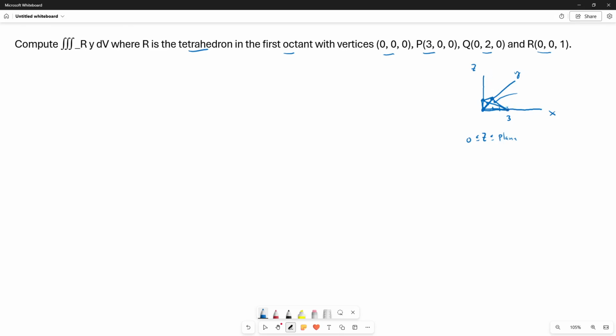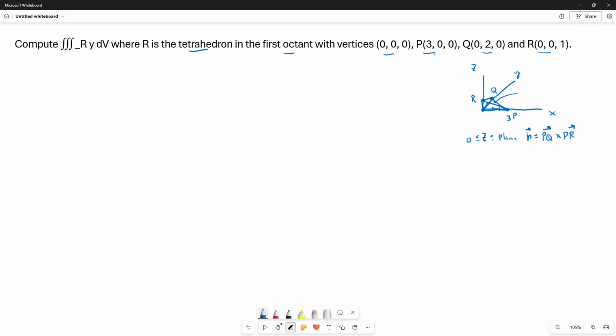And that plane, this is the point P here, this is the point Q, and this one is R. So that plane is created by the vectors PR and PQ. So the normal vector to the plane will be PQ cross PR. So let's calculate that normal vector and find the equation of this plane here at the top of the tetrahedron.